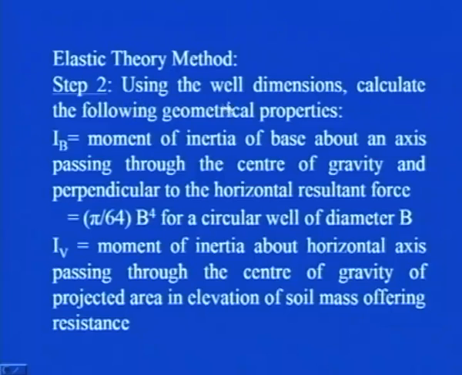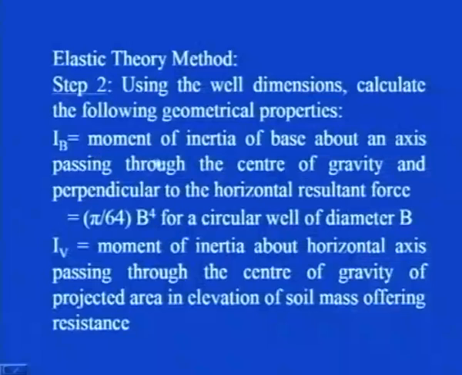Then step 2: using the well dimensions, calculate the following geometrical properties. These geometrical properties are the properties of the section of the well foundation. IB is the moment of inertia of the base about an axis passing through the center of gravity and perpendicular to the horizontal resultant force, and this is equal to pi by 64 b to the power 4 for a circular well of diameter b. Then IV is the moment of inertia about a horizontal axis passing through the center of gravity of the projected area in elevation of the soil mass offering the resistance.